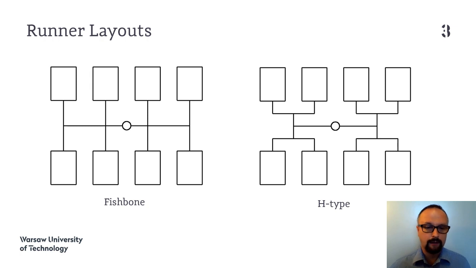Okay, so probably all of us know that we have at least 2 different runner layouts in our injection molds. The older one, perhaps not the oldest, but the older one from the H type, is the so-called fishbone layout. And what is typical about this fishbone layout is that the flow paths from the sprue to different cavities are not equal.